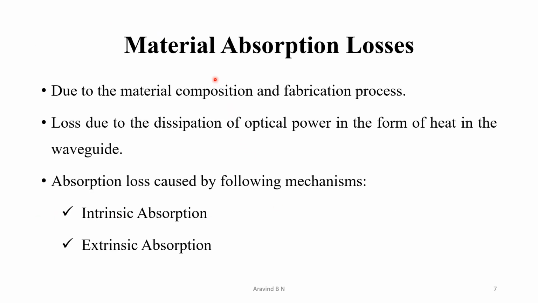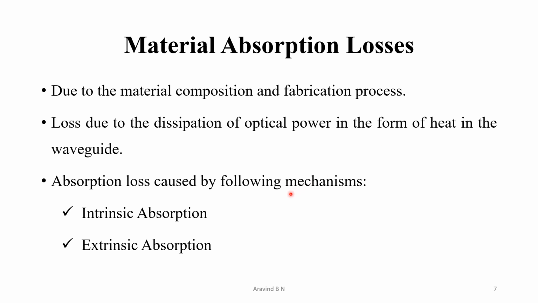Now getting into the material absorption losses. The name itself is going to indicate it. This is an absorption loss due to the presence of different materials like iron, chromium, or something else like that. Due to the material composition and the fabrication process, the losses are going to happen due to the dissipation of the optical power in the form of heat within the waveguide.